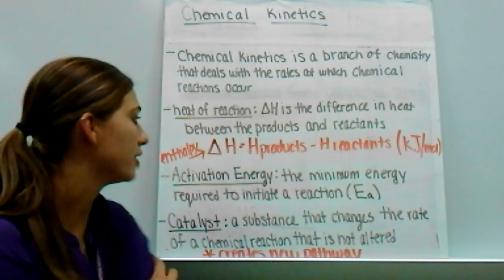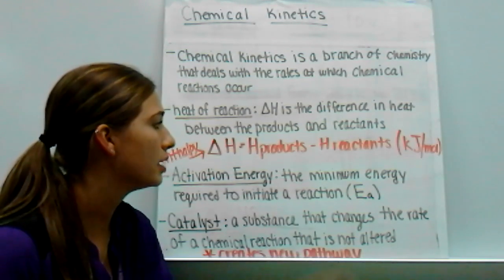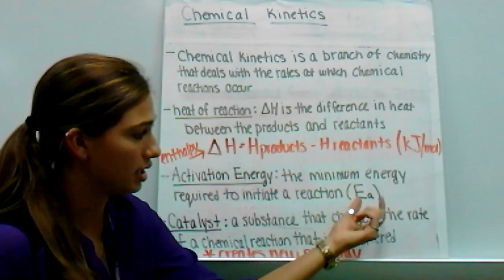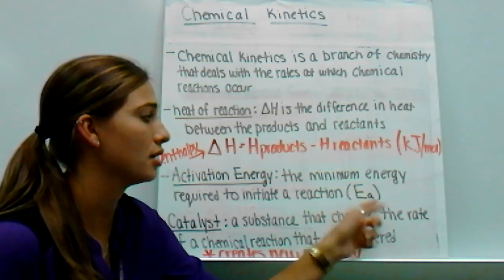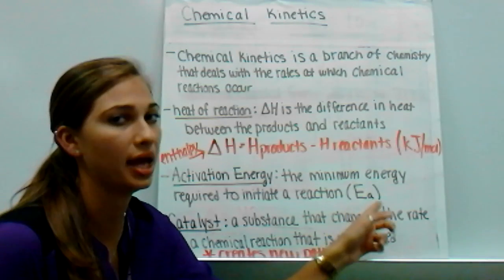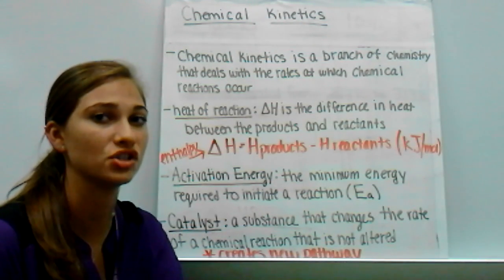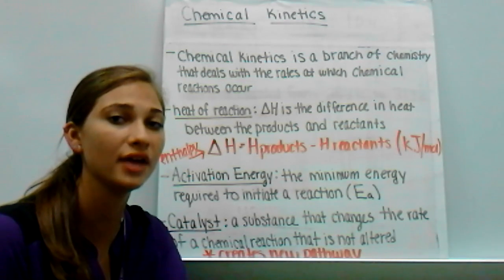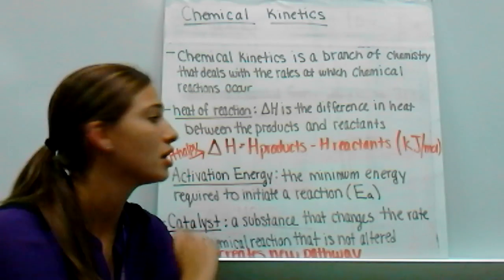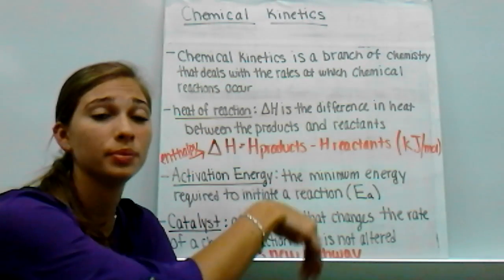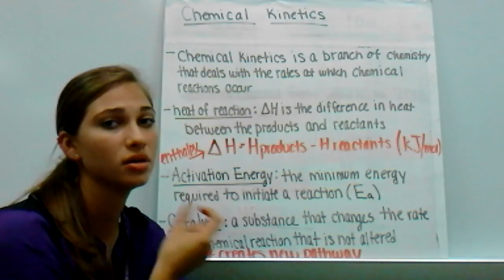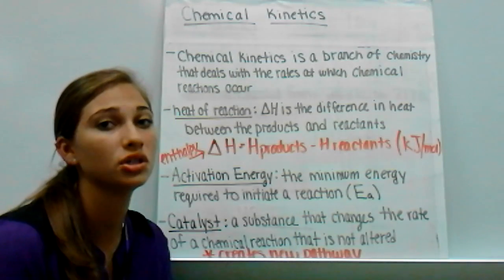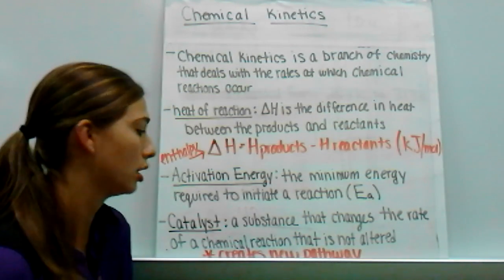Another term we have to know is activation energy. This is the minimum amount of energy that is required to initiate a reaction. We use the letters big E, little a, to say that this is our activation energy. In order for a reaction to actually happen, the particles need to have enough energy to get over almost like a hump. It has to have a certain amount of energy, which is determined for each individual reaction, in order for the reaction to actually occur.